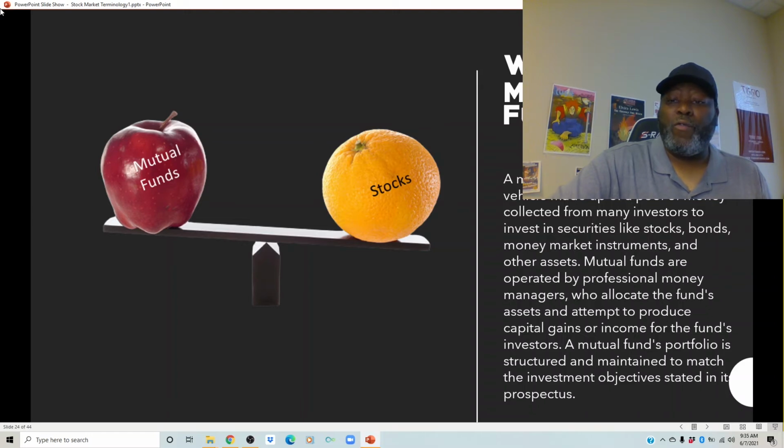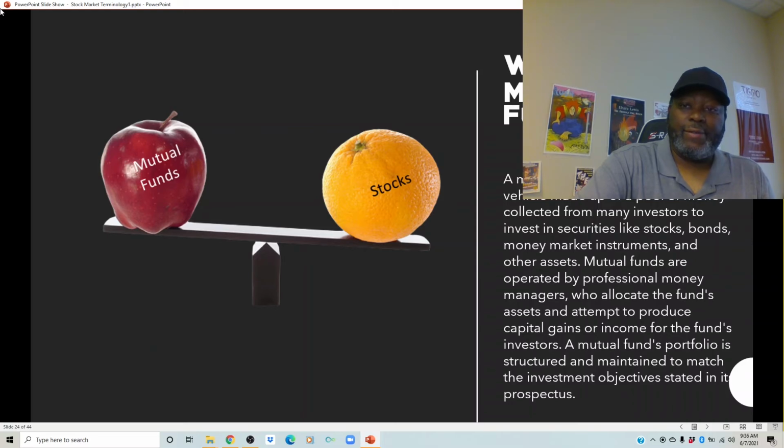What is a mutual fund? A mutual fund is a type of financial vehicle made up of a pool of money collected from many investors to invest in securities like stocks, bonds, money market instruments, and other assets. Mutual funds are operated by professional money managers who allocate the fund's assets and attempt to produce capital gains or income for the fund's investors. A mutual fund's portfolio is structured and maintained to match the investment objectives stated in its prospectus.